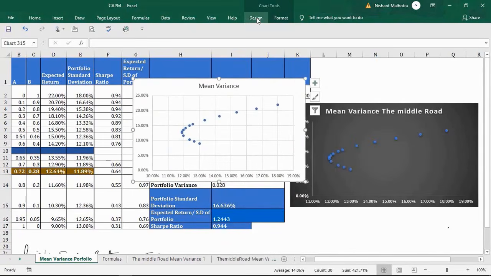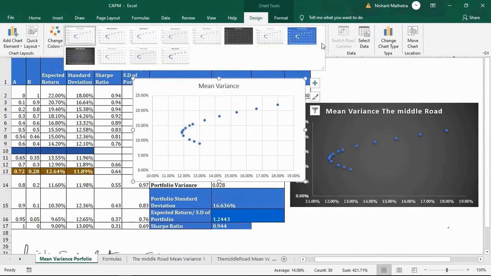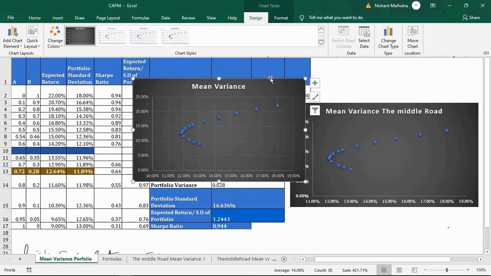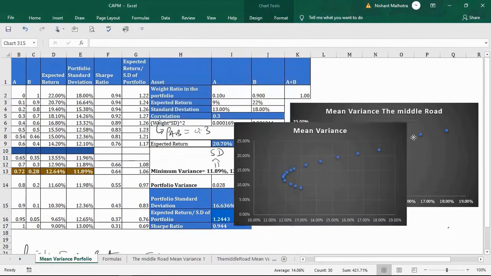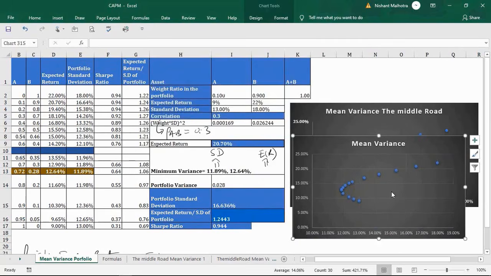If you want, you can go to the design section. You can pick up any of these designs. So I've just picked one from the design and got exactly a similar graph, and you can stretch it up, and you can delete this and adjust what you want. Now we have a fair understanding of how we make graphs.